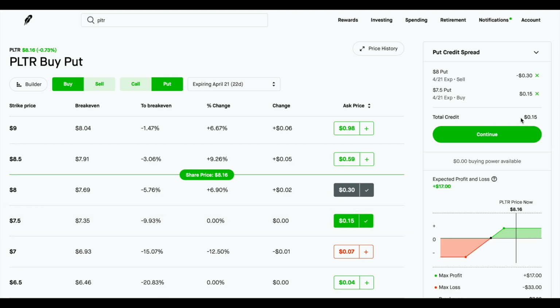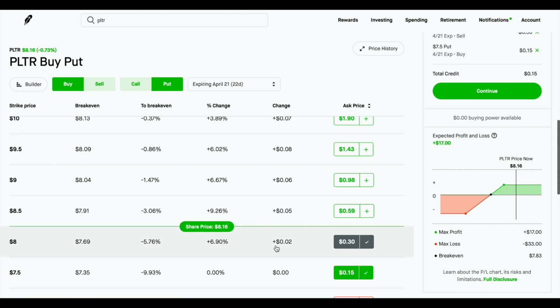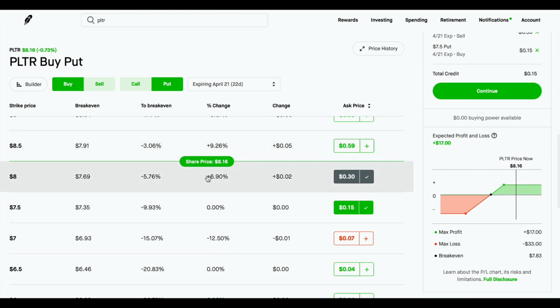So here you can see we're putting up again $50, the 50-cent spread between the two strike prices, and you're collecting $15. So that's an awesome return. That's 30% return right there. Again, this is pretty much at the money almost because it's $8.